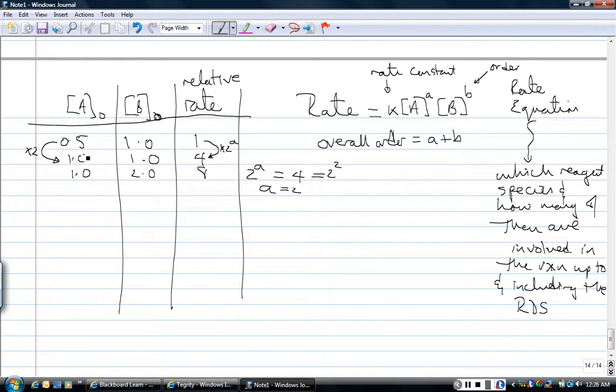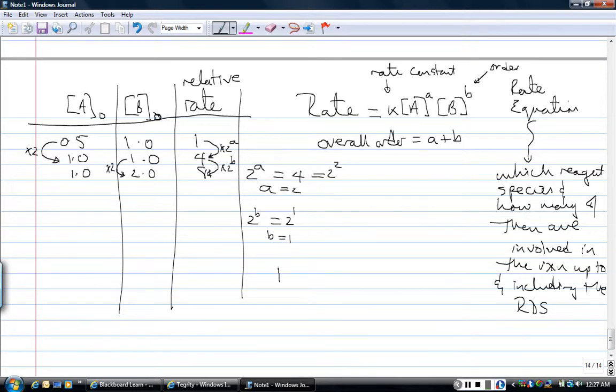Okay, well, keeping the concentration of A constant, I doubled the concentration of B. Well, if I double the concentration of B, I would multiply the reaction rate by a factor of 2 to the power of b. Therefore, 2 to the power of b is equal to 2, because to get 4 to 8, I multiply by a factor of 2, and that's 2 to the power of 1. Therefore, b is equal to 1.